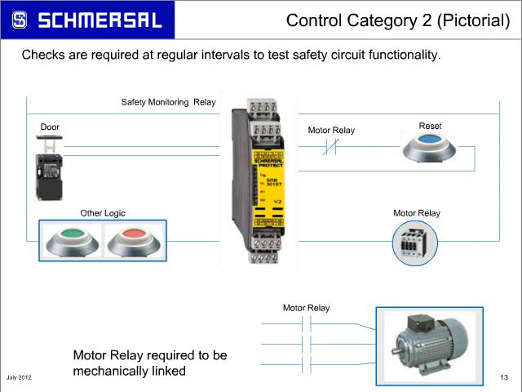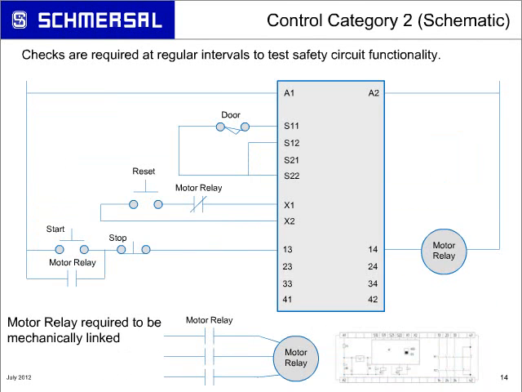You have your safety monitoring relay with your terminals. So there's a couple different ways of configuring that relay. Here you have a control category 2 in the schematic representation. But you still have your start-stop capabilities, your reset capabilities in a single-channel system.